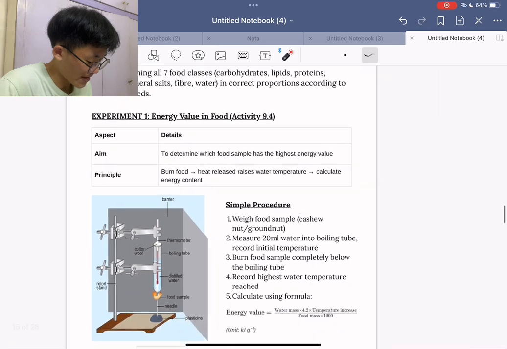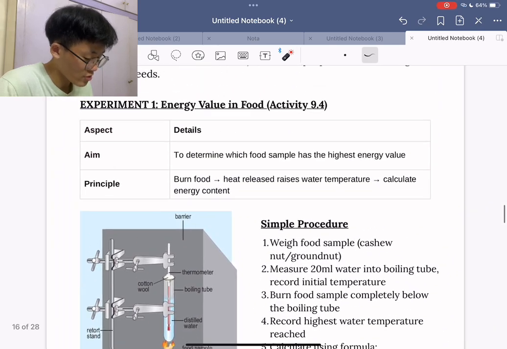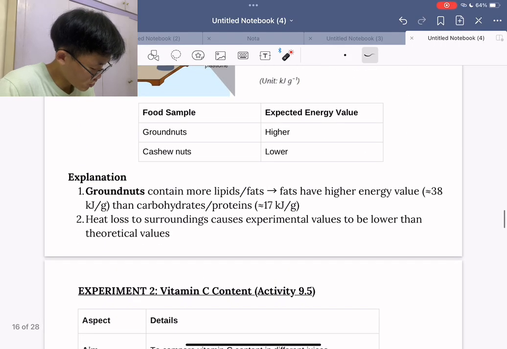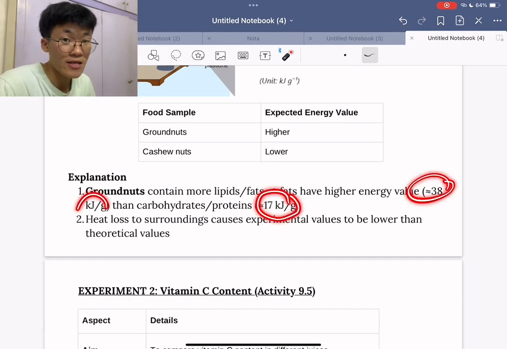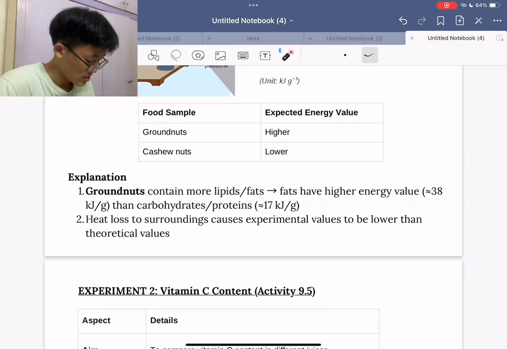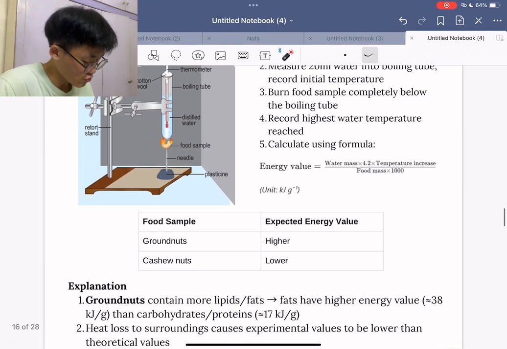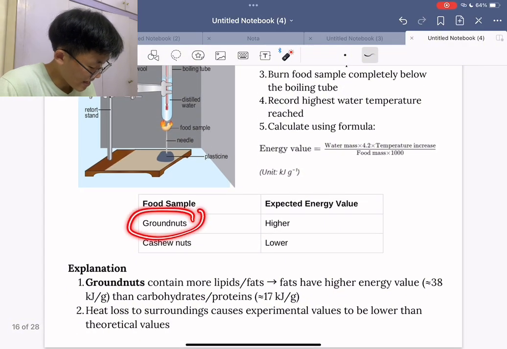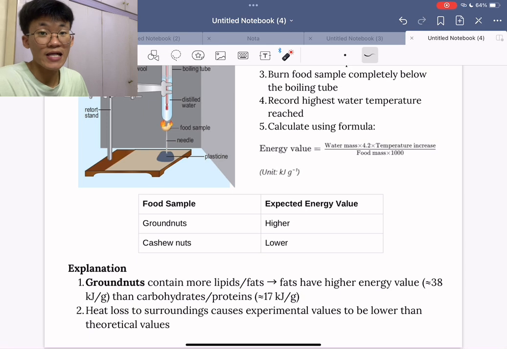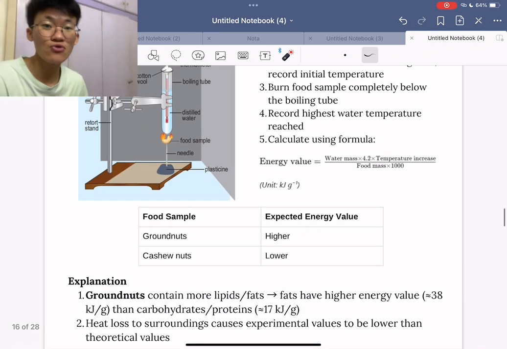And then today we need to learn about the experiment. Of course, every food has an energy value. You can see, right? The energy value you have seen on the food packet. So I give you the conclusion. Groundnuts have a higher energy value. Cashew nuts have a lower energy value. So it means the energy you can get after you eat the food, and after the food is digested, how much energy you can get.